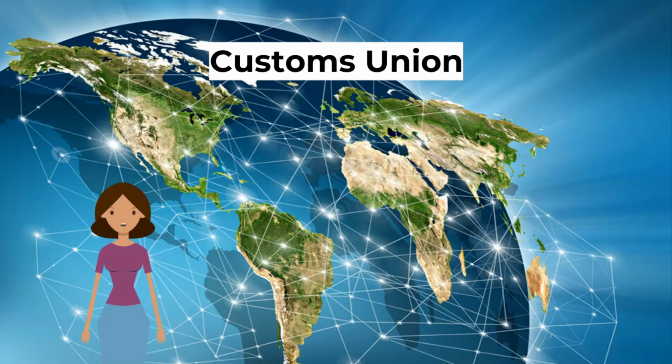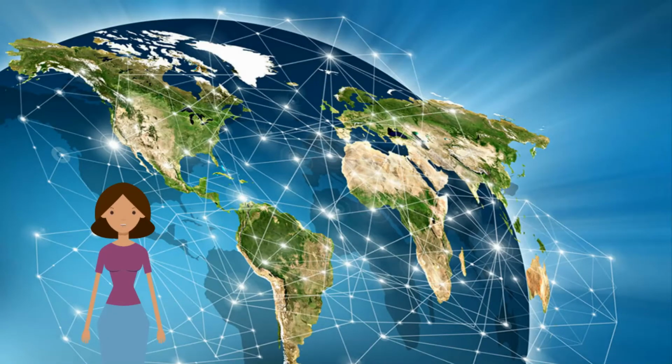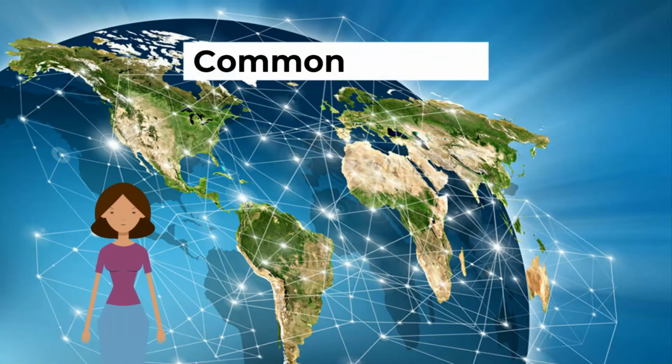Next, customs unions. A customs union involves the removal of tariff barriers between members and the acceptance of a common external tariff against non-members. This means that members may negotiate as a single bloc with third parties such as other trading blocs or countries.